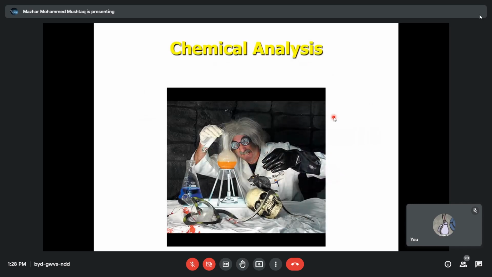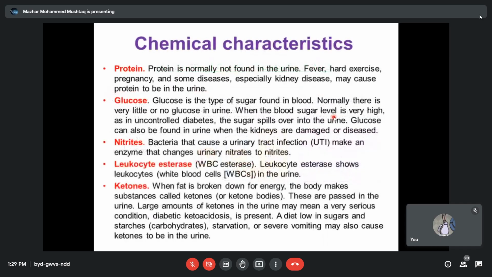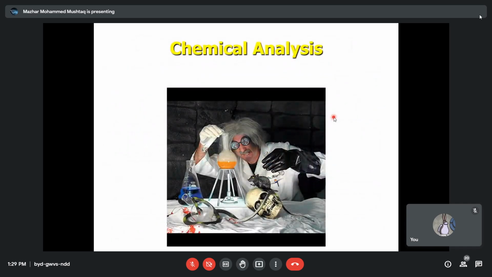So those were some of the features that we discussed so far. Now we will see some of the chemical analysis, how these things are actually analyzed: ketonuria, hematuria, hemoglobinuria, protein, glucose, nitrate, leukocyte. So how these things are analyzed here.